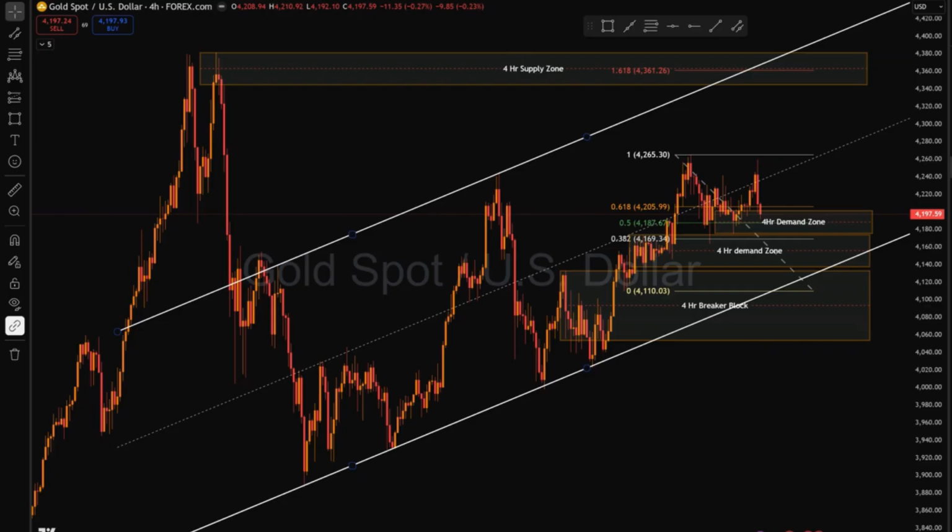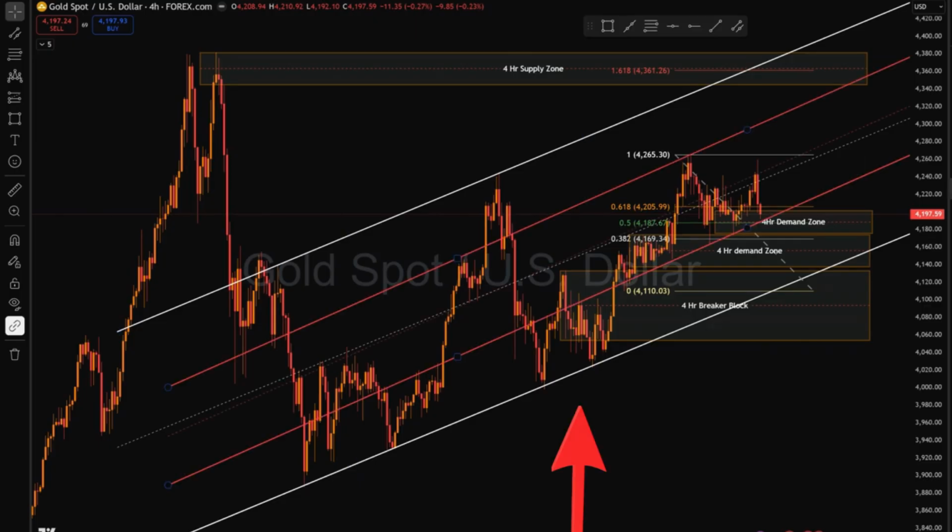4. Trend channels. We also have three major channel structures: the white macro channel defining the broader bullish trend, the red channel showing the short-term corrective structure, and a yellow descending resistance line connecting the previous swing highs. Price is currently compressed between these lines, and compression usually leads to expansion.